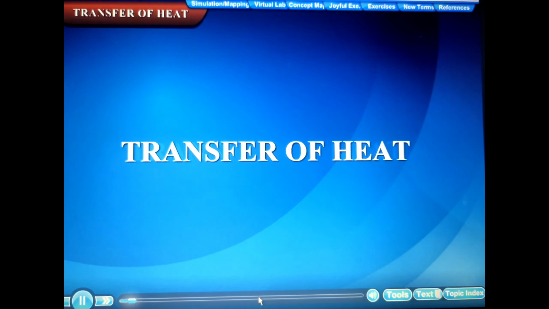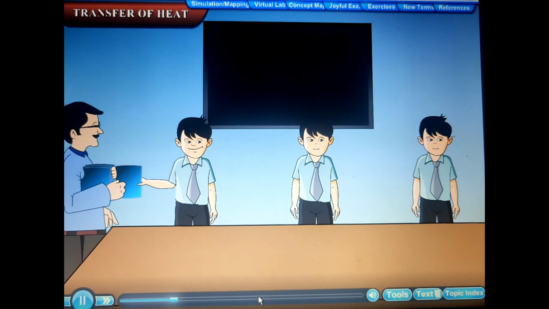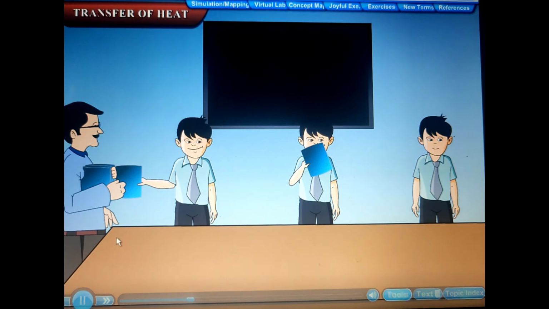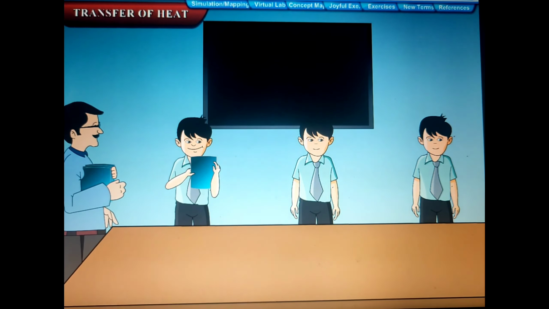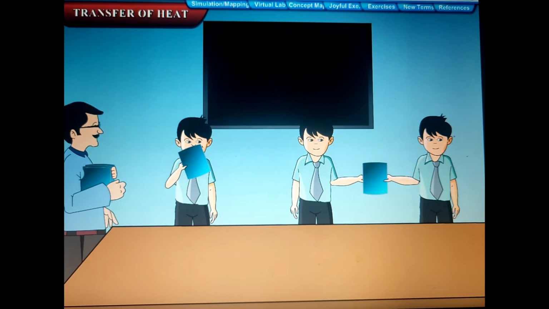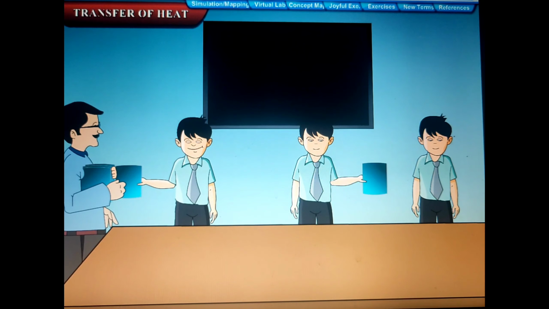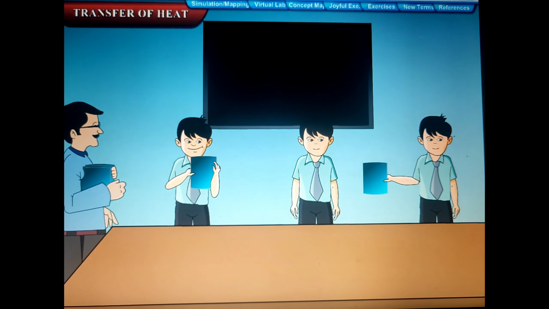Transfer of heat. The flow of heat from a body at higher temperature to another body or to another part of the same body at lower temperature is called transfer of heat. Imagine our teacher has to distribute answer sheets to the students in the class. He can do it in three ways. He can hand over the answer sheet to the first student and ask him to pass it on to the next student. The next student passes it on to the next, and so on. In this way, the last student can receive his answer sheet without actually moving from his place.